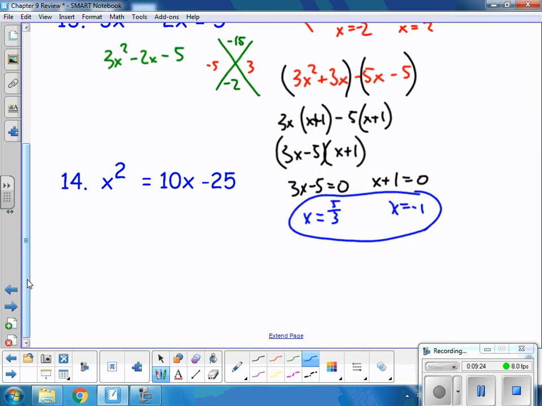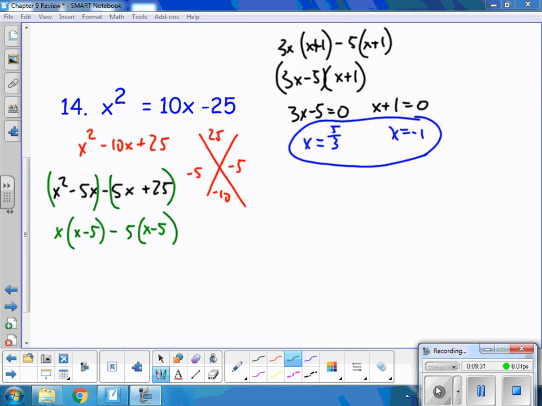All right, number 14, you're going to work out the same way. I found that -5 and -5 gets me to 25 and the -10. I split that up, so my -10x is made up of -5x and -5x. I regrouped them and factored those out, so I end up with x minus 5 times x minus 5. So it's going to be the same answer, which gives me x equals 5. That gives me one solution on these.